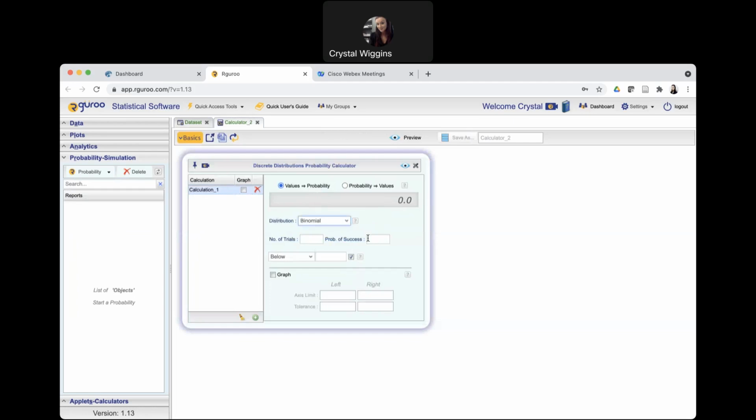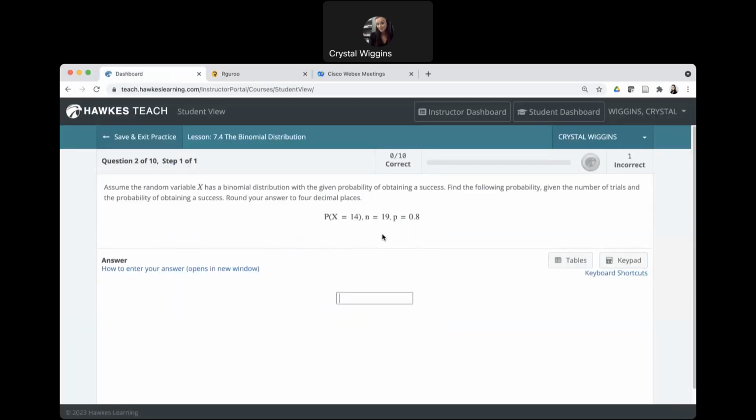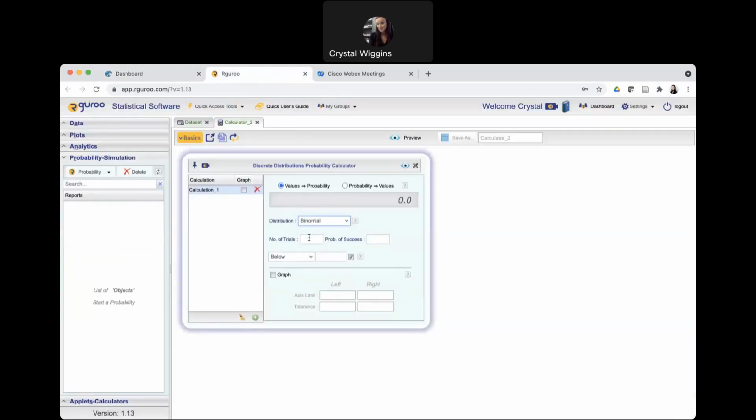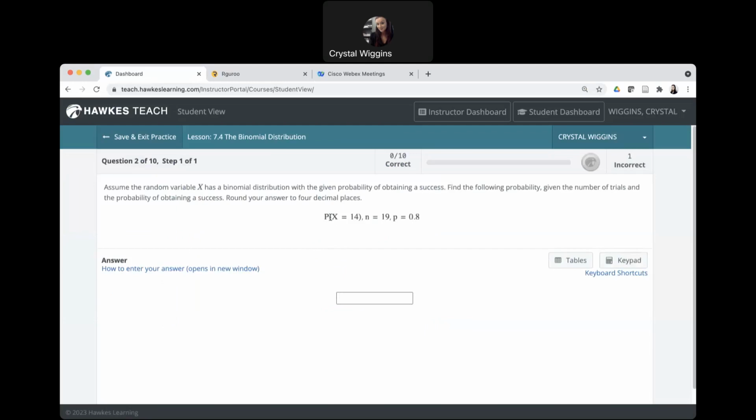Okay, so the only things we need to fill in are this area here, n, number of trials, p, probability of success, and this is where we describe the count for the number of successes that a particular experiment is looking for. So let's recall, in this example, our n is 19 and our probability of success is 0.8. So let's type that in. We need to look at what's the count. The count they want is x equals 14.